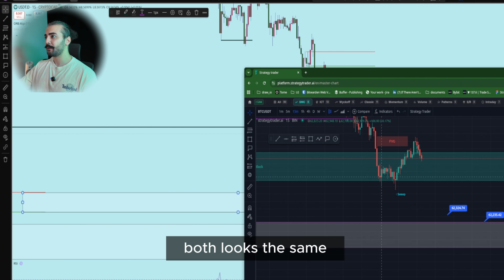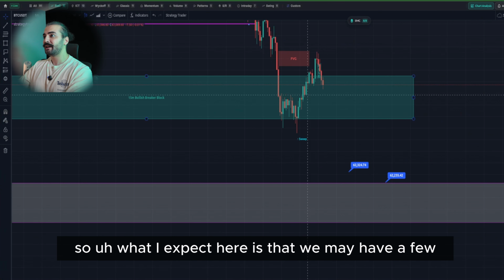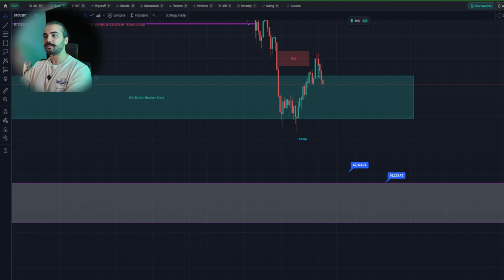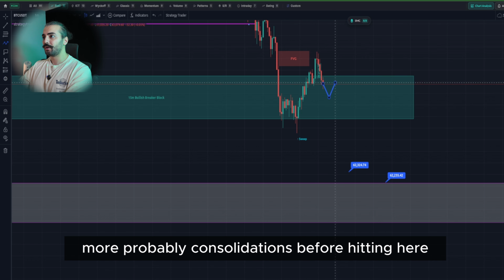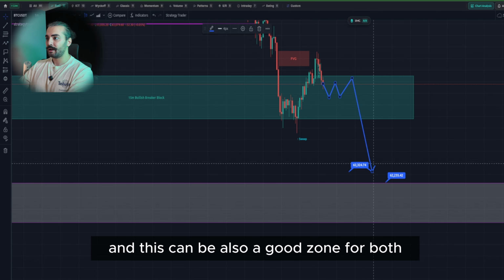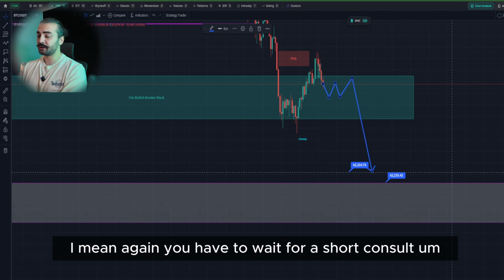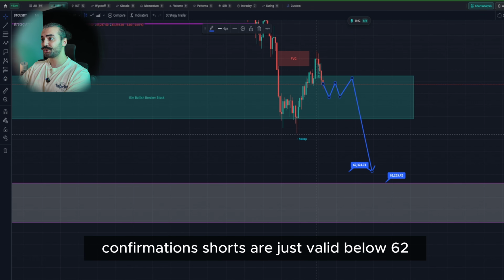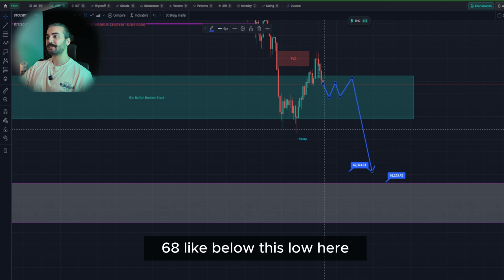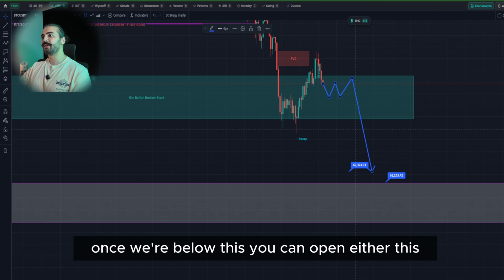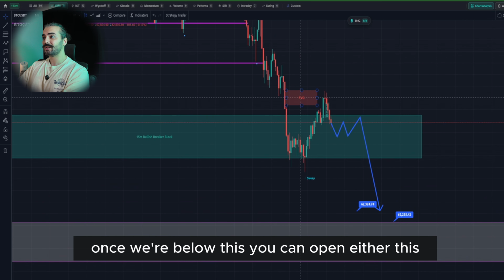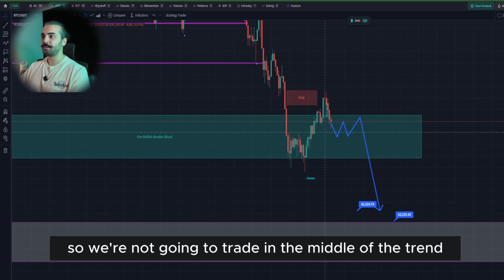Both look the same. So what I expect here is that we may have a few more probably consolidations before hitting here, and this can also be a good zone for both. I mean, again, you have to wait for short confirmations. Shorts are just valid below 62,68, like below this low here. Once we're below this, you can open either this or on top of here. So we're not going to trade in the middle of the trend.